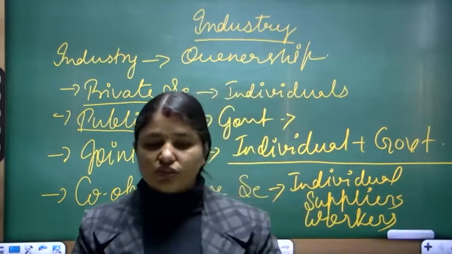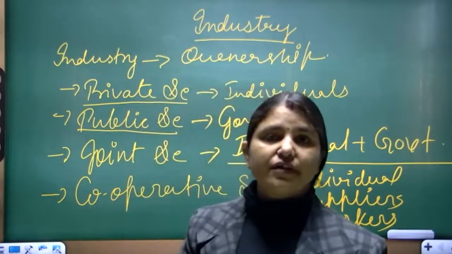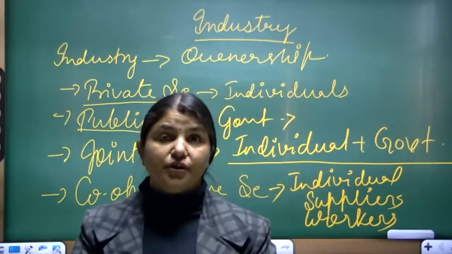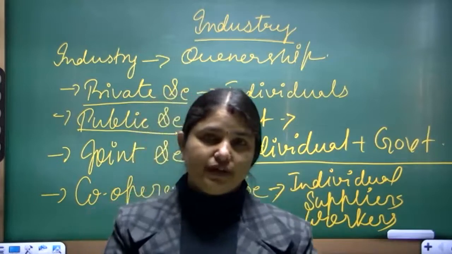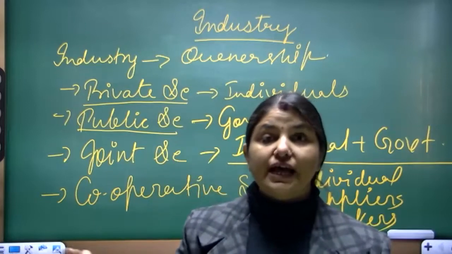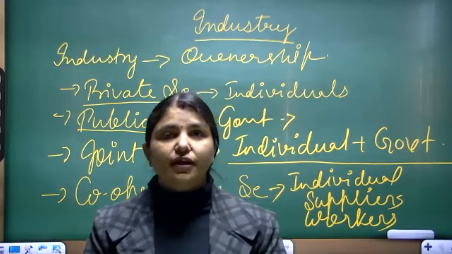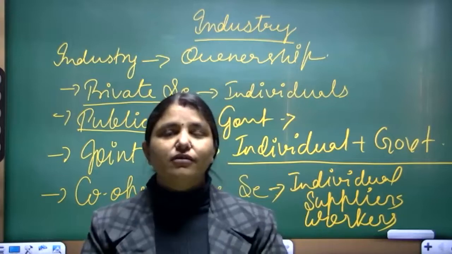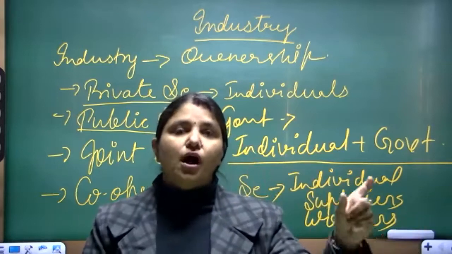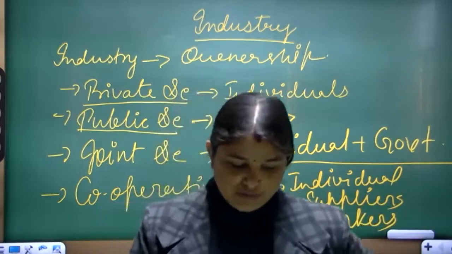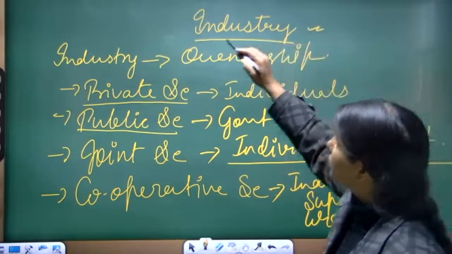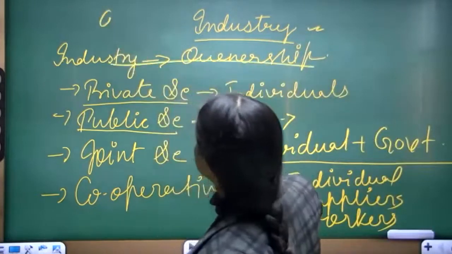That type of industries are known as cooperative industries. Amul, the full form of Amul is Anand Milk Union Limited, is a type of cooperative industry. You have heard its tagline, Amul Doodh Peeta Hai India, or Amul the Taste of India. That is a type of cooperative industry. Okay, so in this sense, students, we can divide industries on the basis of their ownership into four parts.